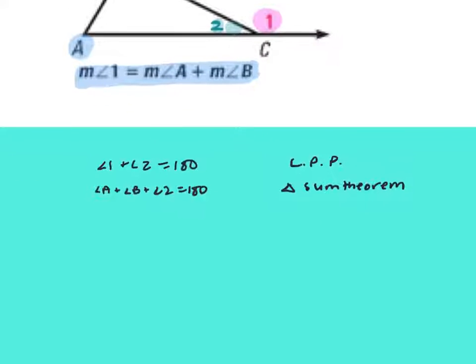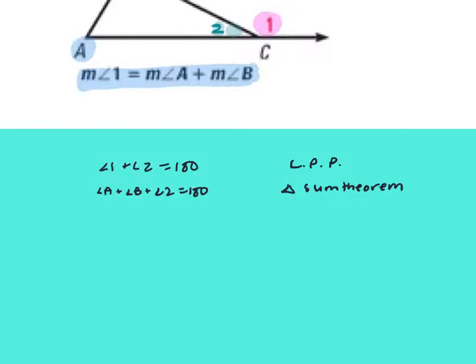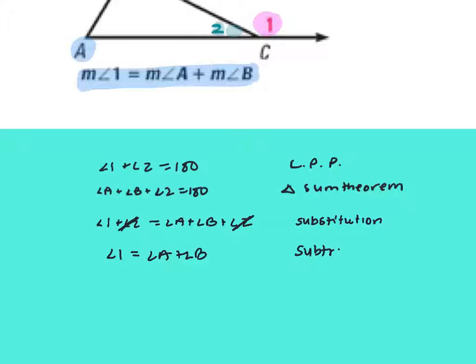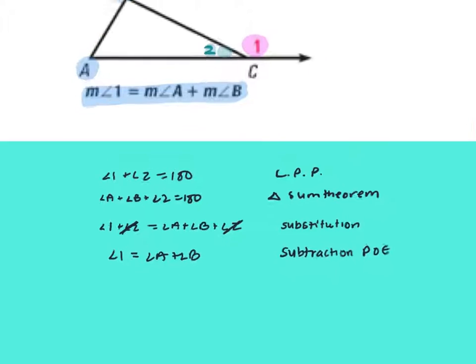So now what? What's true if both of those equal 180? They equal each other. So I can say angle 1 plus angle 2 equals angle A plus angle B plus angle 2. What would that be? So close. Substitution. Now, if I wanted to get it so that angle 1 equals angle B plus angle A, that's subtraction. So that is how you could prove it.